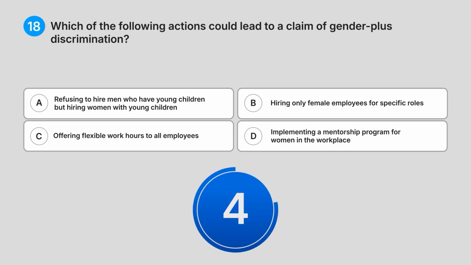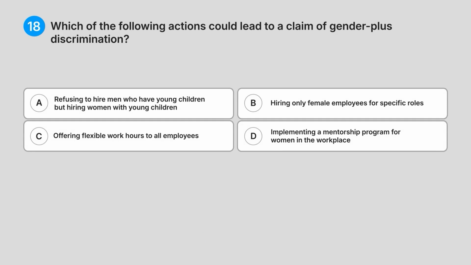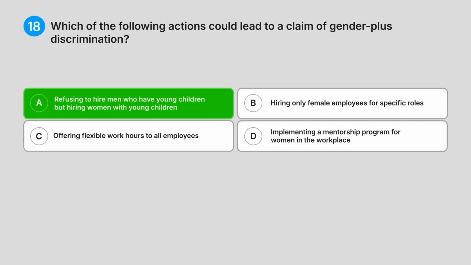Do you know the answer? Correct answer, A. Refusing to hire men who have young children, but hiring women with young children.